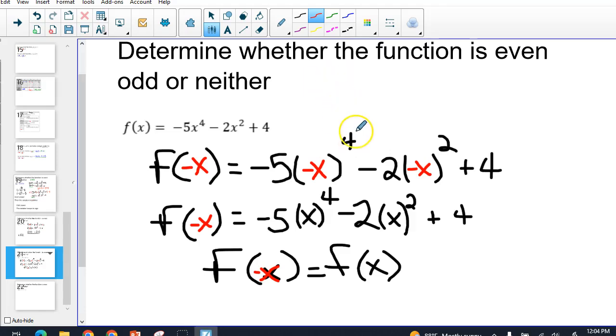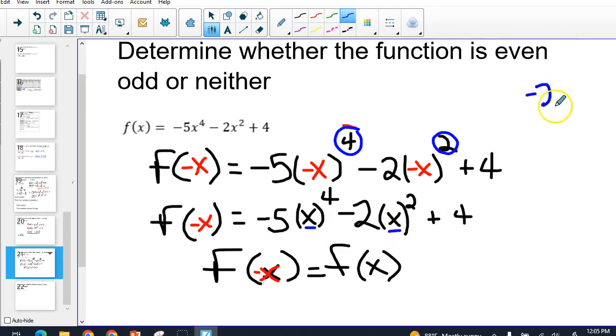There it goes. Nope, gave me red. I want... there we go. Since these powers are even, just like we covered earlier, the sign is going to stay. Oh, did I not circle it? Since these powers are even, this is going to be a positive answer.